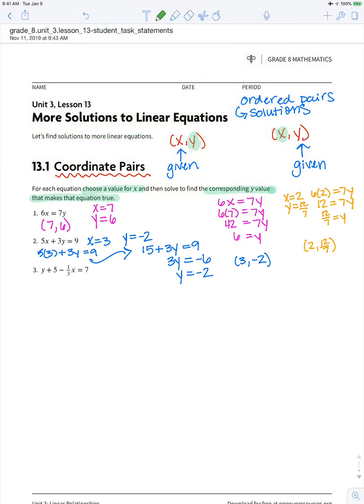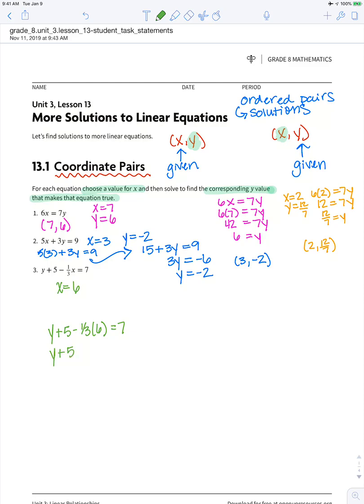Okay, then the last one, I'm going to let x equal 6. You might have done something different. So I'm going to say y plus 5 minus a third times 6 is equal to 7. I was strategic in choosing this because I didn't want to work with a fraction, so I picked something I can easily take a third of.